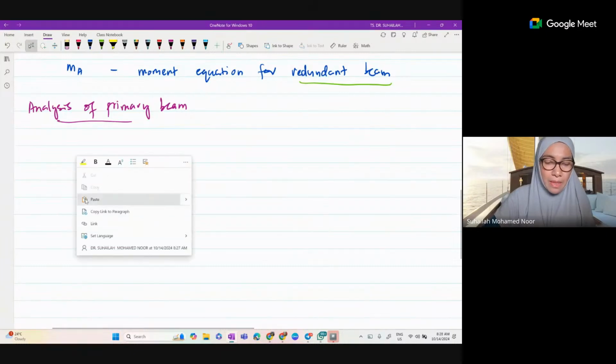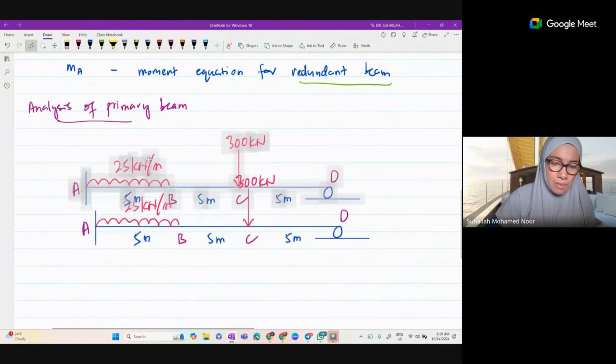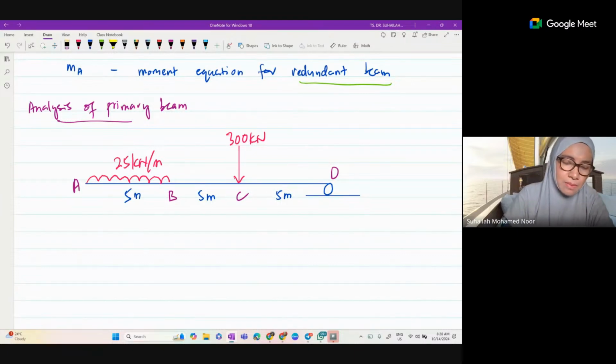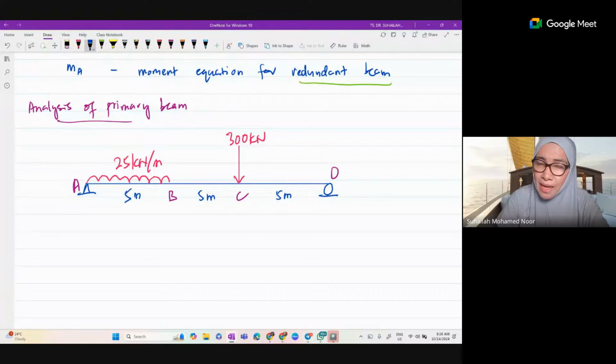So in the primary beam, we remove the moment at A, so we change fix to pin. So now it becomes a pin support here. Okay, so we have pin and roller. It is a simply supported beam. So having a simply supported beam, can we calculate the reaction at A? We should be able to calculate the reaction at A.